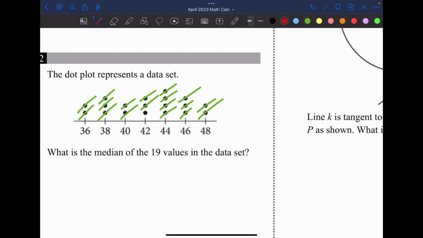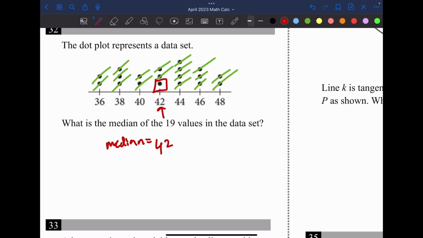So which number is in the middle, or which number do we have left? It has to be 42. So the median must be equal to 42. If what I did was confusing, like I said, you can write every number down.